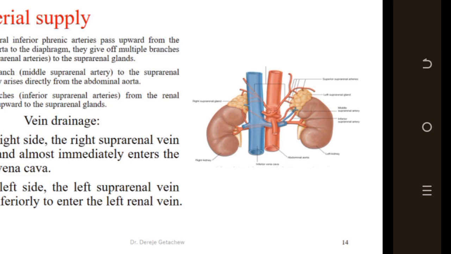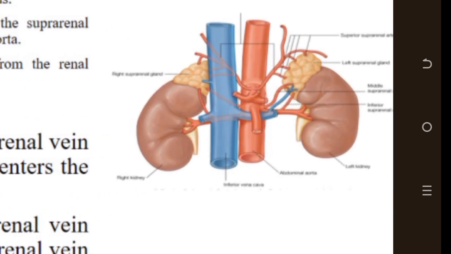Then we'll talk about the venous drainage of these glands. On the right side, the right suprarenal vein is short and almost immediately enters the inferior vena cava here. But on the left side, the left suprarenal vein is somewhat longer and it passes inferiorly to enter the left renal vein.